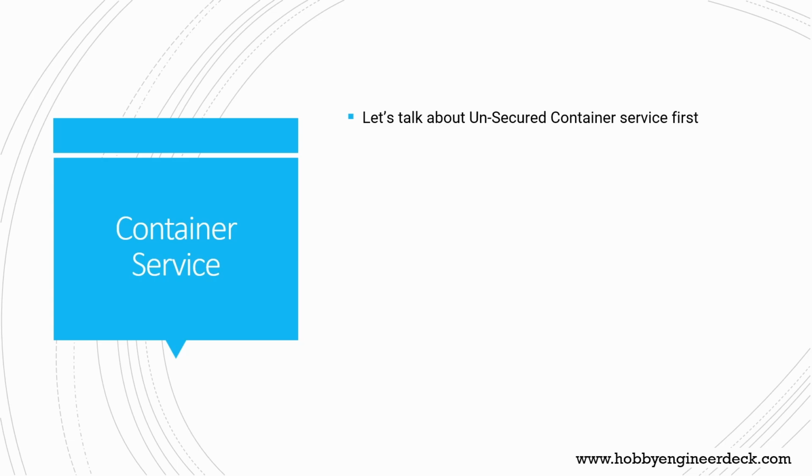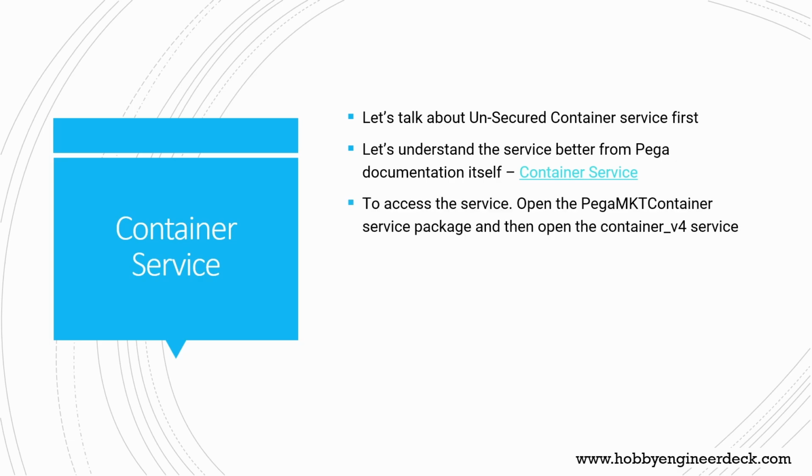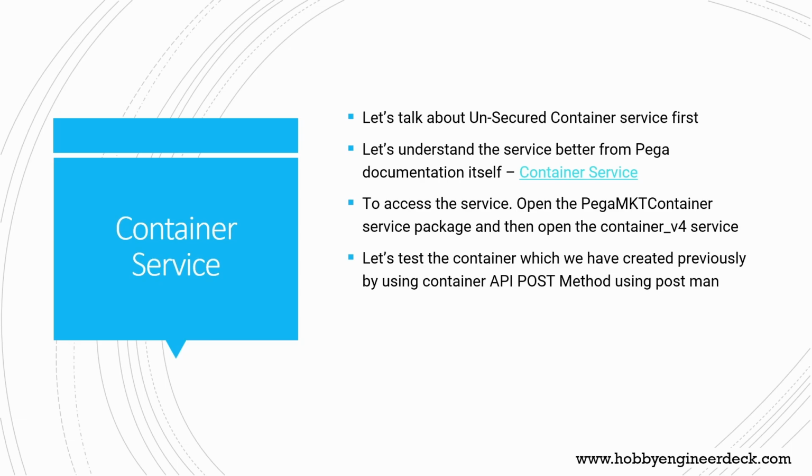Let us talk about the unsecured container first. Let us understand the service better from the documentation. Similar to other videos which I am making, let us again go through the documentation and understand from there. To access the container service, you have to open the Pega MKT container service package, which we have already opened. From there, let us open the container v4 service. Once we understand the request and response from the documentation, we will test that particular container API from Postman.